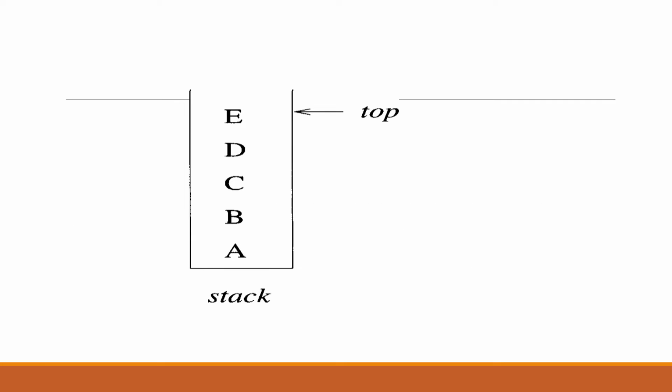So this is the diagrammatic representation of the stack. In this stack, the first element A is inserted, then B is inserted, then C is inserted into the stack, then D is inserted, then E is inserted into the stack. Here the top is incremented by one as elements are inserted into the stack. Here the last element is E, which is the first to be deleted. So this process we can call last in, first out.